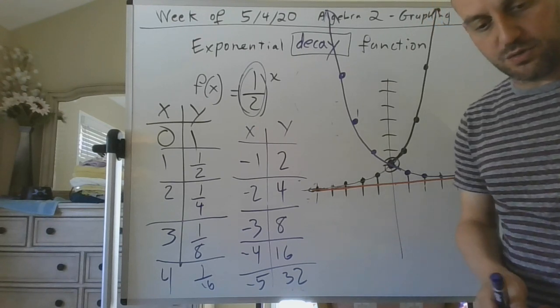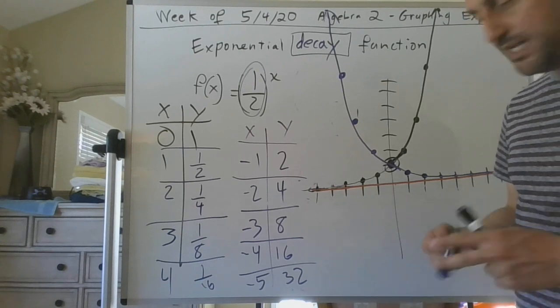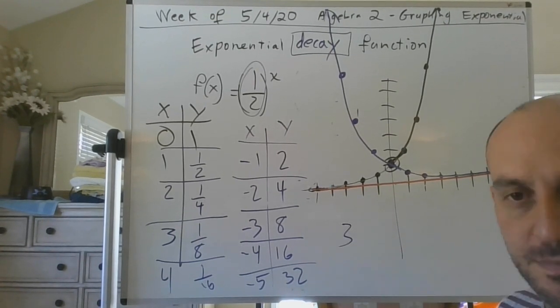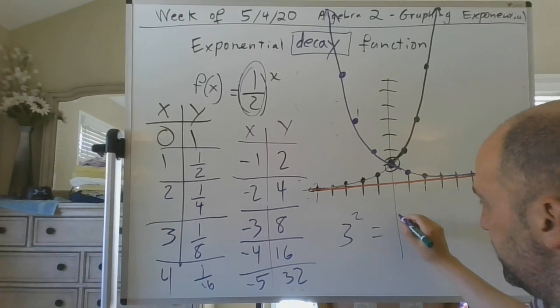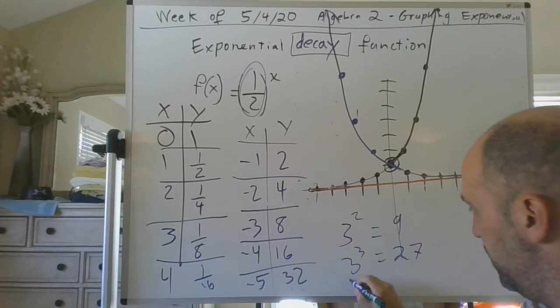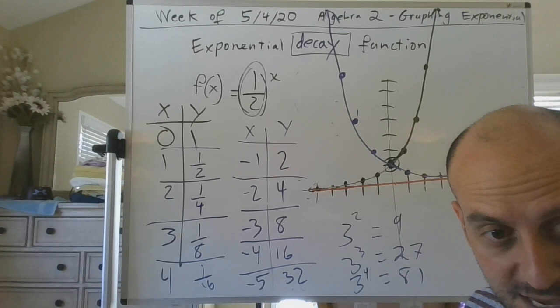Okay, so I know that's going to be decay because if you take a number more than 1, let's say 3, you go 3 squared, you're going to get 9. 3 to the power of 3, 27. See how fast it went up? 3 to the power of 4, 81. Oh my goodness, that goes up really, really fast.